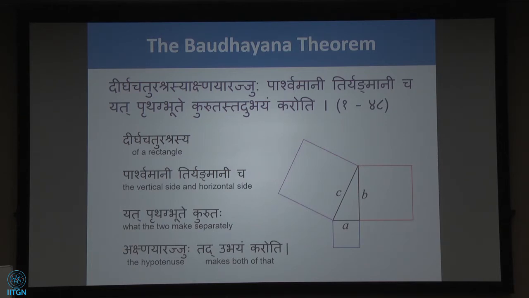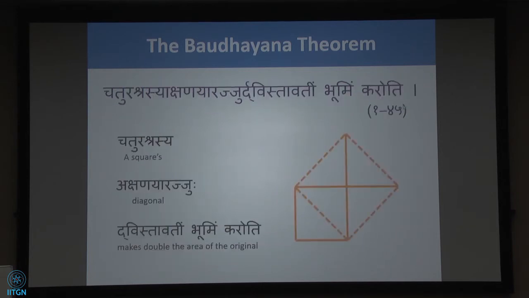It follows a series of other sutras stated before that, one of which is this: Chaturashrasya akshnya rajjuhu dvistavatim bhumim karoti. Now this is referring to the case of a square, chaturashraha, and it says that its akshnya rajjuhu, its diagonal, does twice the area of the original square. And this is very obvious when you look at this diagram here.